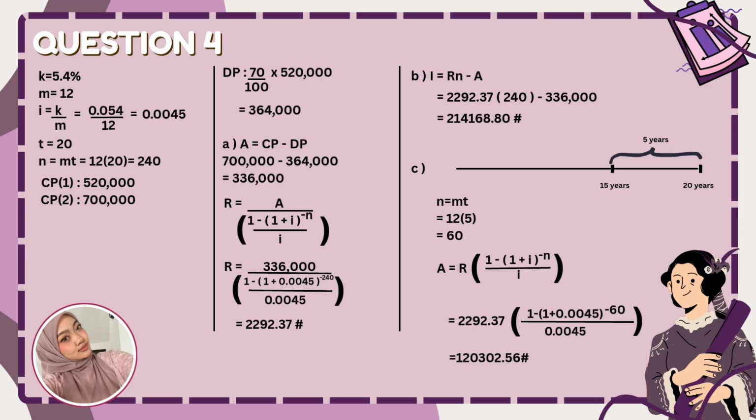The bank charges interest monthly, so I use the annuity formula to calculate the repayments. Loans are designed as equal monthly payments, and the result is 2,292 ringgit and 37 cents per month.